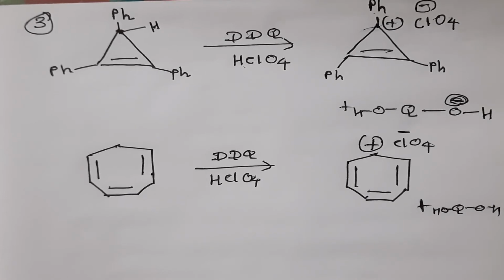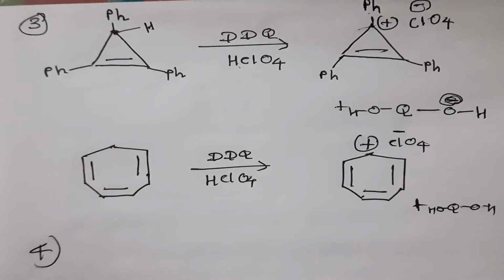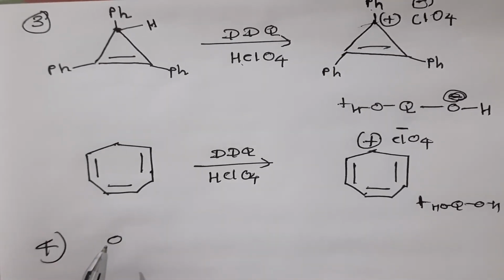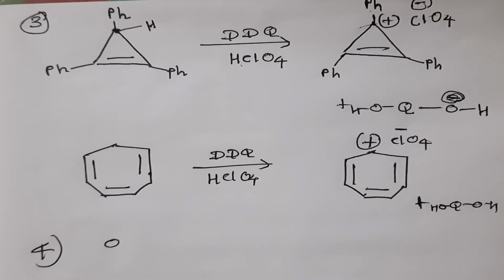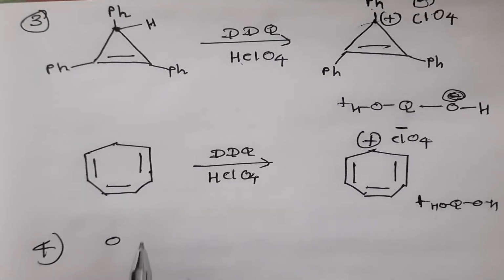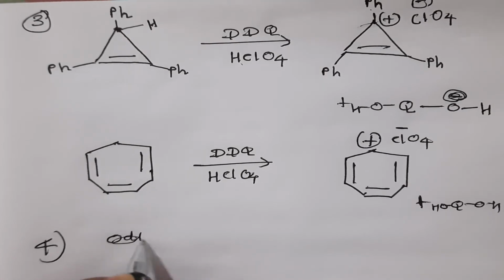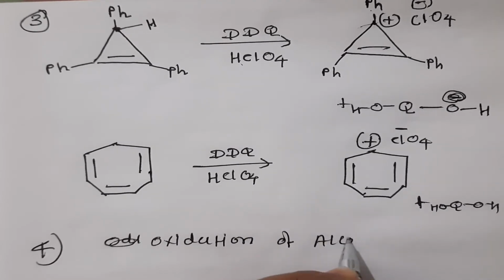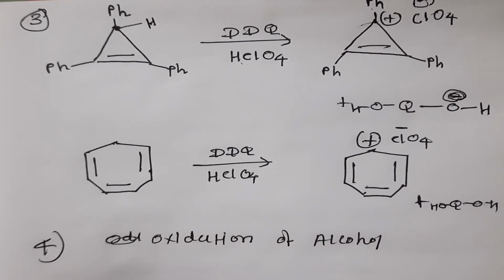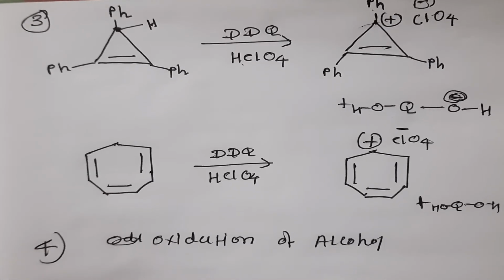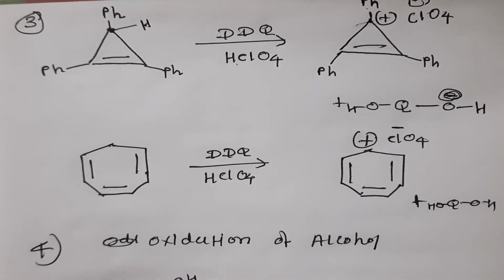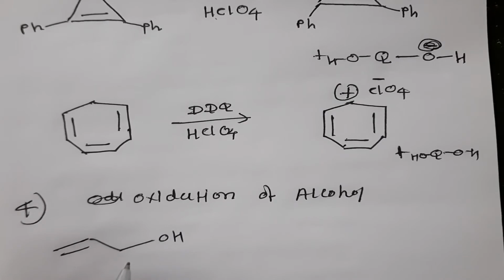Now another application is oxidation of alcohol. The fourth application is oxidation of alcohol, and we know that a 1 degree alcohol is generally oxidized to aldehyde, and a 2 degree alcohol is oxidized to ketone. So if we take any alcohol here, suppose this type of alcohol, this is a 1 degree alcohol.